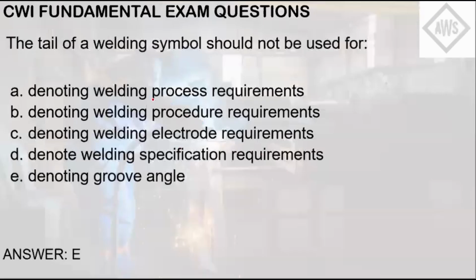Especially indicated here are welding process requirements. You can indicate that in detail, even welding procedure requirements, or electrode requirements, and welding specification requirements. This can be indicated in the tail. But the groove angle has a specified location in the welding symbol. So the answer here is letter E. Denoting groove angle is not a function of the tail of a welding symbol.